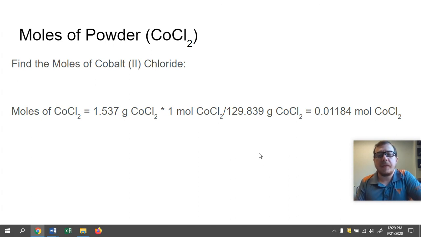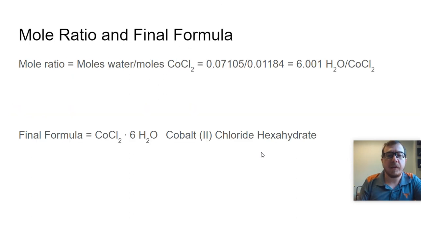Okay, we can then take those two mole numbers and divide them. So we take our moles of water, 0.07105, divided by the 0.01184 moles of cobalt chloride, and we get a ratio of 6. What that means is there are 6 waters for every 1 formula unit of cobalt chloride, and they're bound in that crystal structure. So then our formula becomes CoCl2 with 6 waters, cobalt(II) chloride hexahydrate.